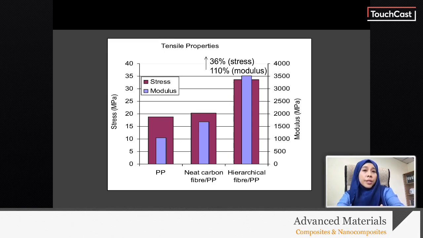The tensile strength test shows up to 36% improvement in tensile strength and 110% improvement in tensile modulus for the hierarchical fiber polypropylene nanocomposite compared to the neat carbon fiber polypropylene composite. This is a very significant amount of improvement to the strength of the composite.